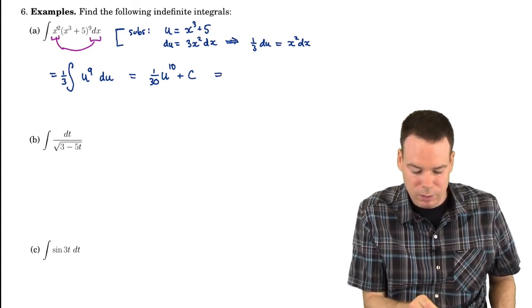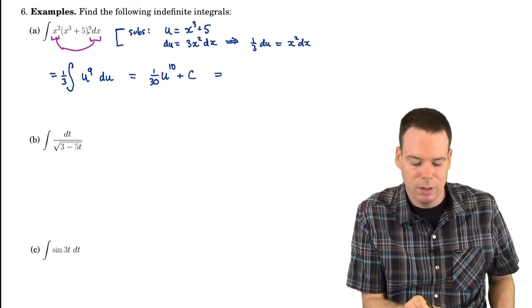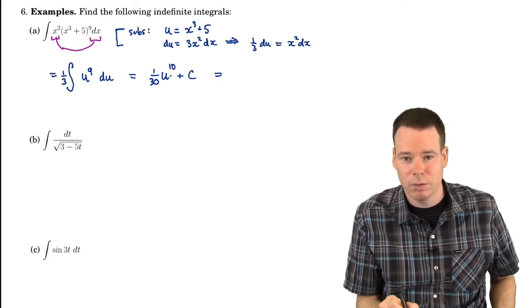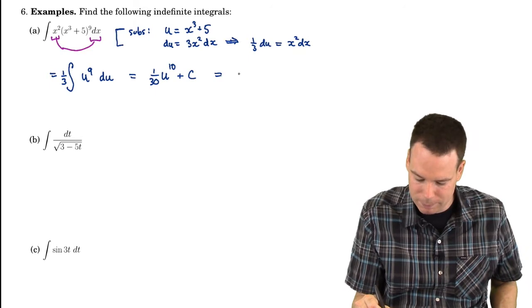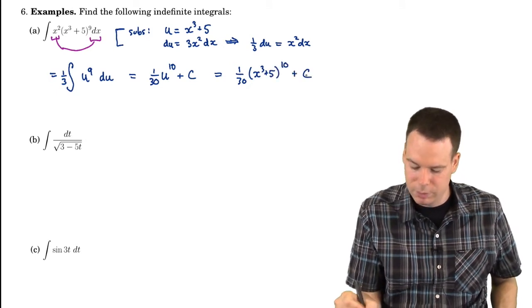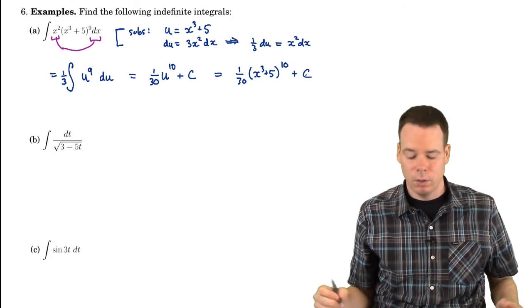So the outside function I identified here is really the 9th power function. I found the antiderivative of the outside function. Now I can plug everything back in. So this becomes a 1/30 x cubed plus 5 to the 10th and a plus c. And there we go, we're done.